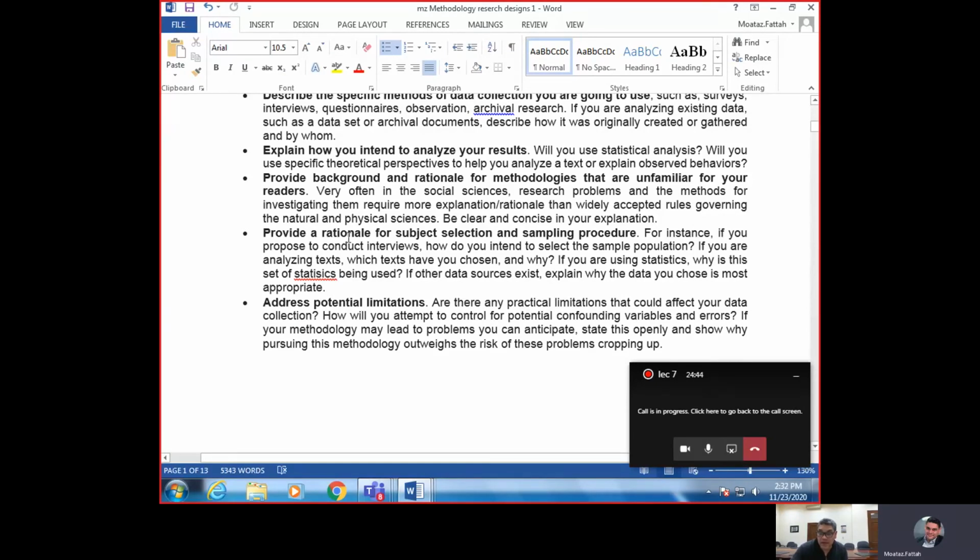Provide a rationale for the subject selection and sampling procedure. For instance, if you propose to conduct interviews, how do you intend to select the sample of the population? If you are analyzing texts, which texts have you chosen and why? If you are using statistics, why the set of statistics being used? If other data sources exist, explain why the data you choose is most appropriate for your research problem and theoretical and conceptual framework. Make sure that it is consistent.